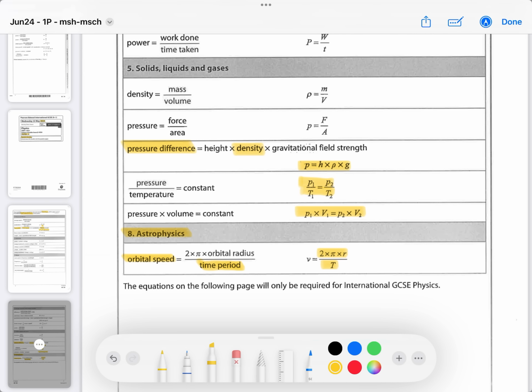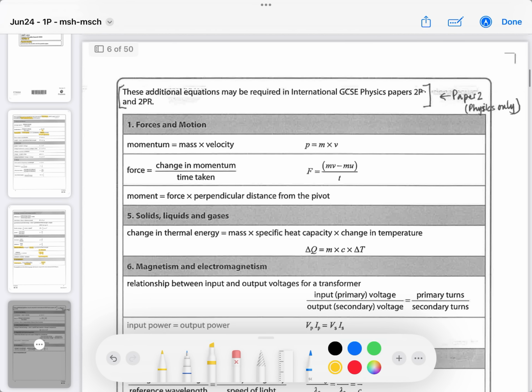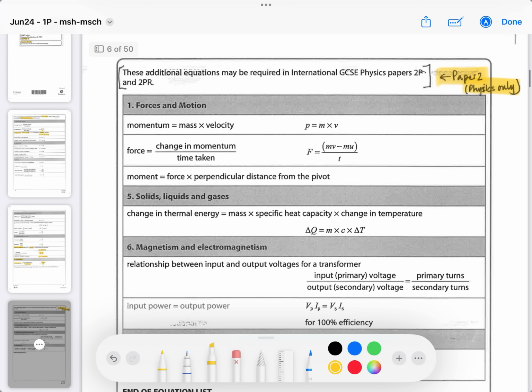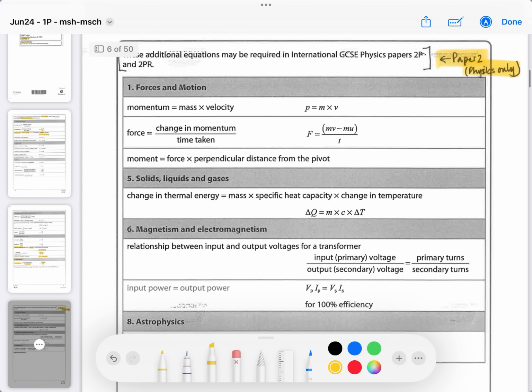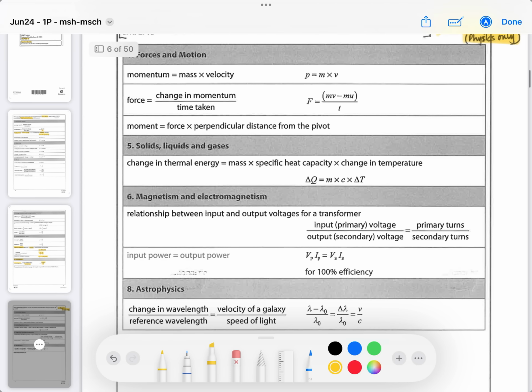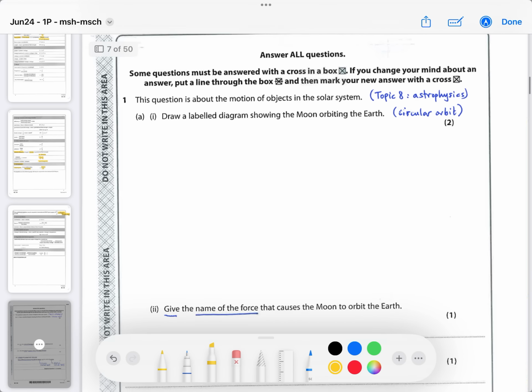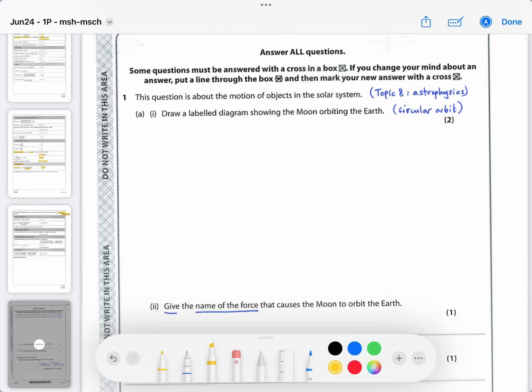Yeah, and the next page, you only need them if you're doing triple science. So these on the next page are for paper 2, physics only students. And as we're not doing paper 2 today, I will go through this in a separate run through if I do a paper 2 run through. So there are extra equations, and if you're doing double science, you do not need to use these equations. All right, so back to the questions.